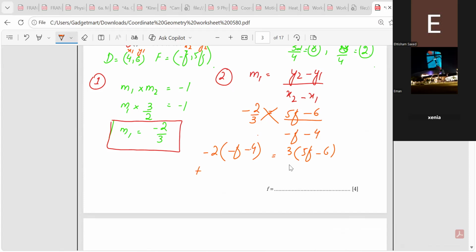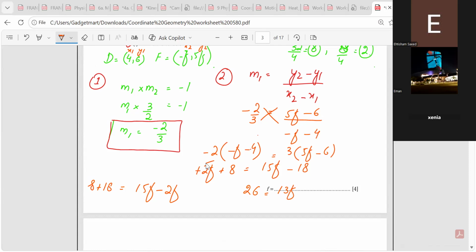Solving it, it will be plus 2f plus 8. This will be 15f minus 18. ठीक है जी. Let's solve it. तो हमारे पास 2f, we can take 15f minus 2f equals to 8 plus 18. So you'll be having answer 18 to 26 is equal to 13f.